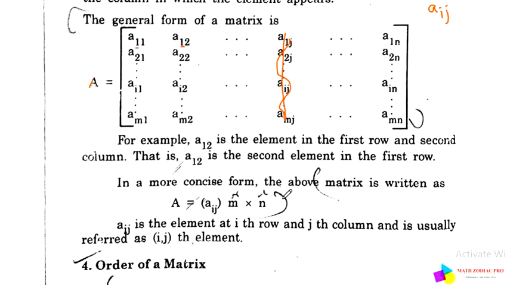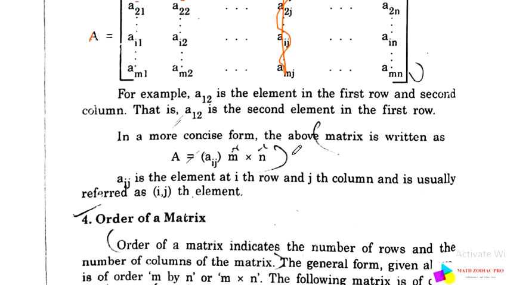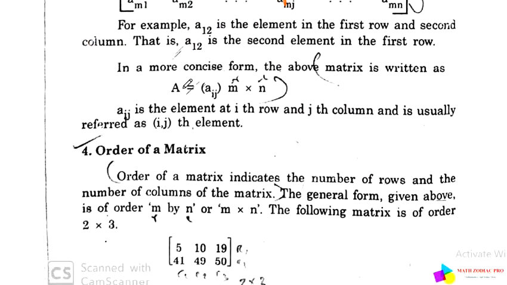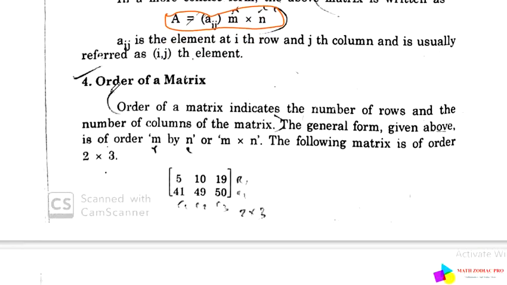We also write the general form as A equal to [Aij] m cross n. So Aij is an m cross n matrix, or m by n matrix. Next, order of matrix. The order of a matrix indicates the number of rows and columns in a matrix.